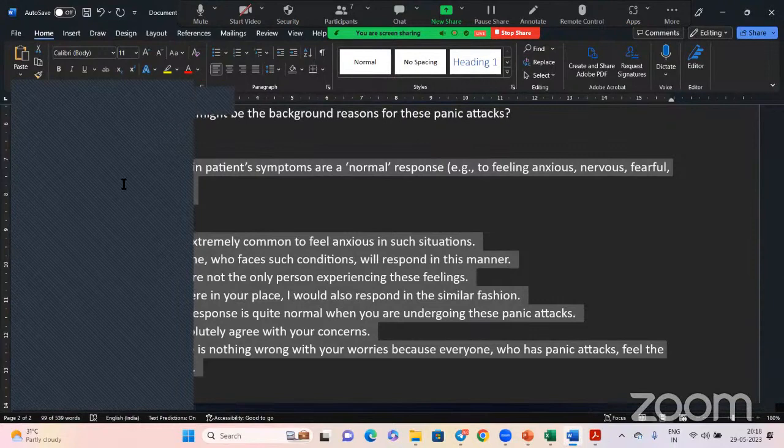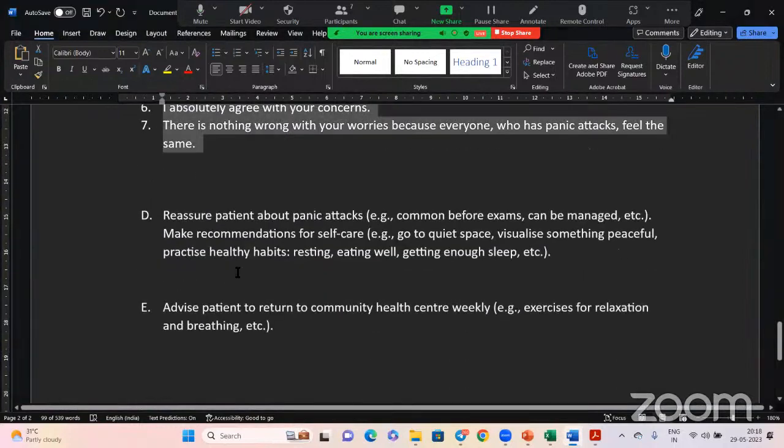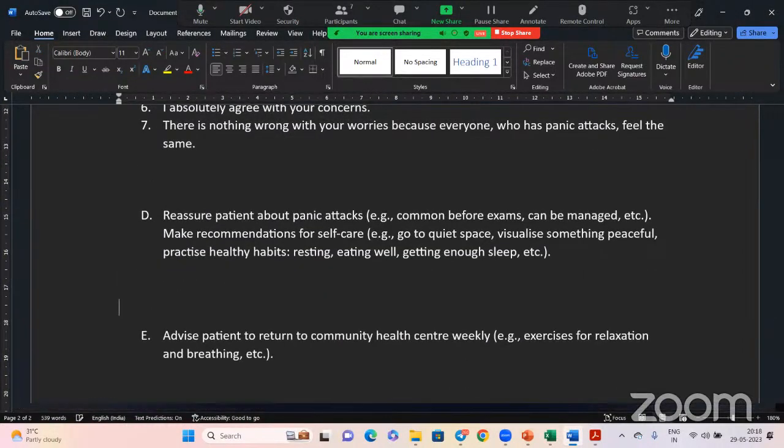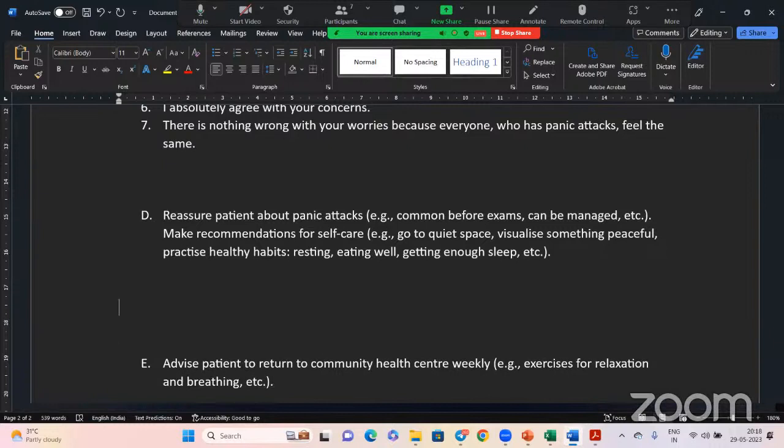So reassurance will come next. So next one, reassure the patient. Okay, how will you reassure the patient?